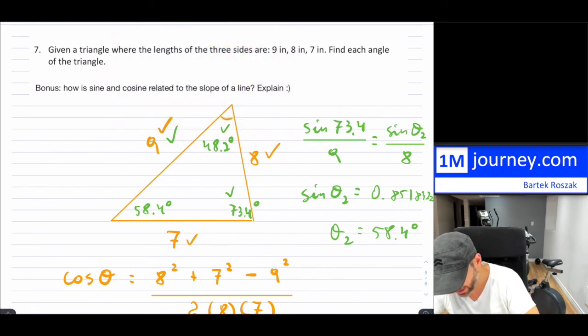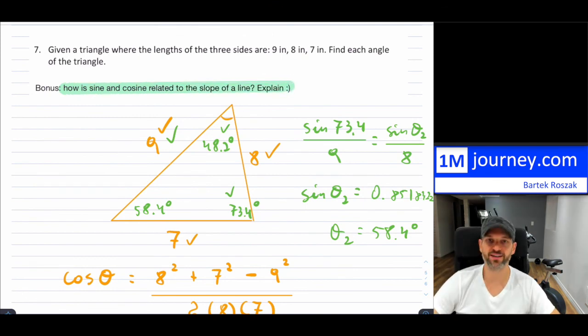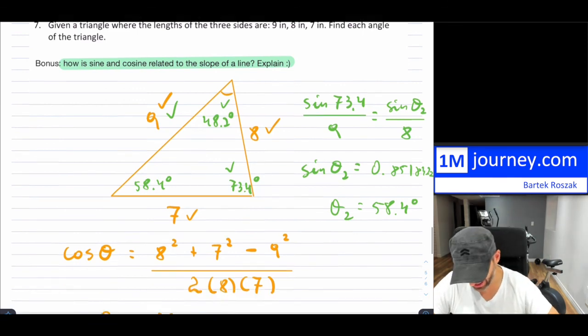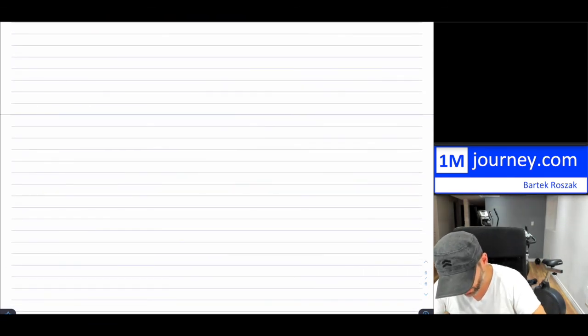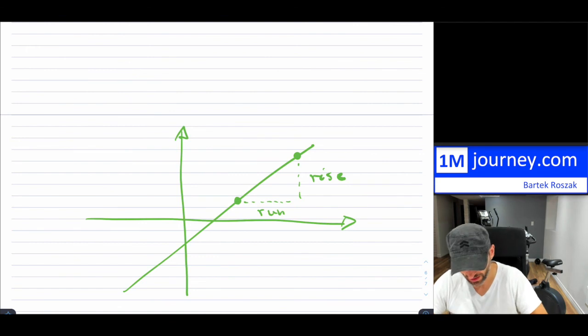So the bonus states, how is sine and cosine related to the slope of a line? That's an interesting point. If you remember, I'm going to just arbitrarily draw here, and we have a line. Now, a slope of a line is rise over run, where we pick 2 points, and we have a rise, and this is your run, right? Rise divided by run, that by definition is the slope of a line.